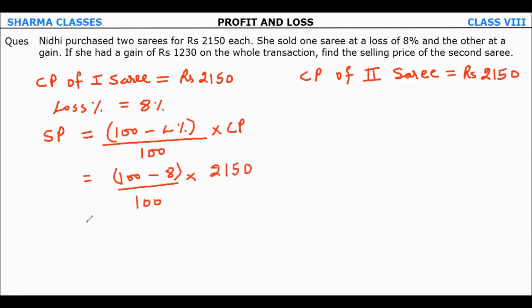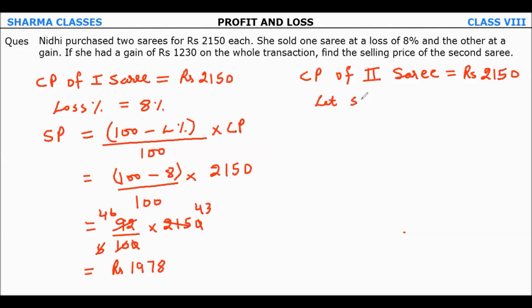So after solving them, when we solve it, 0 will cancel with 0. We can cancel them: 2 4s are 8, then 2 6s are 12, 2 5s are 10, and 5 is cancelled with this, so it will be 43. When I multiply 46 and 43, I will get rupees 1978. So SP of first saree is 1978. Now we don't know the SP of second saree, so let us assume SP of second saree be X.